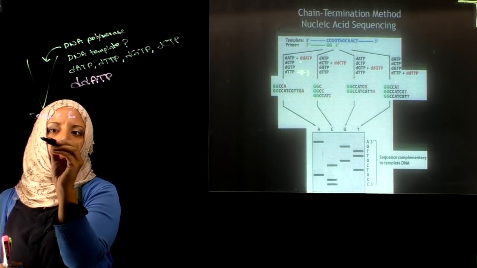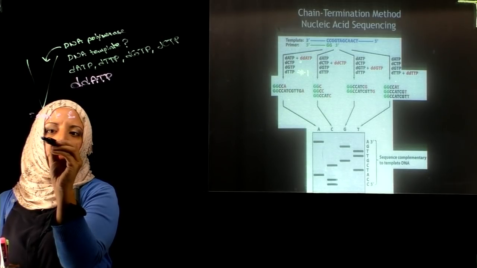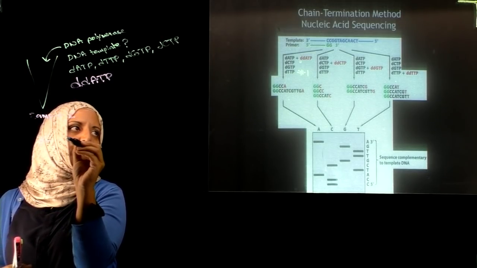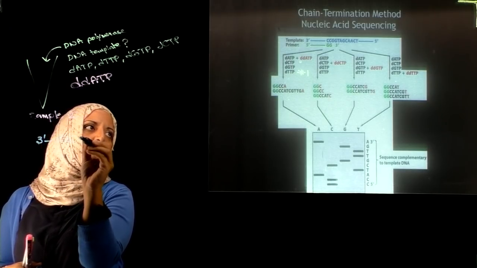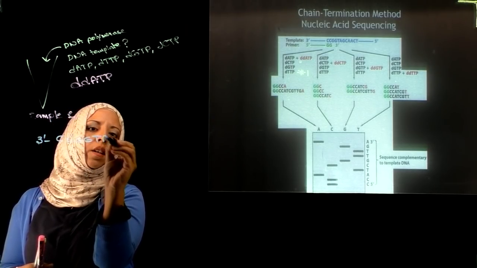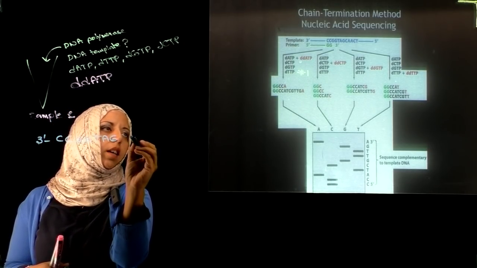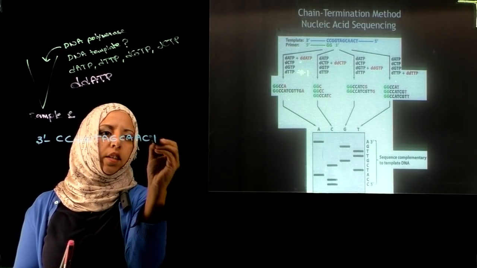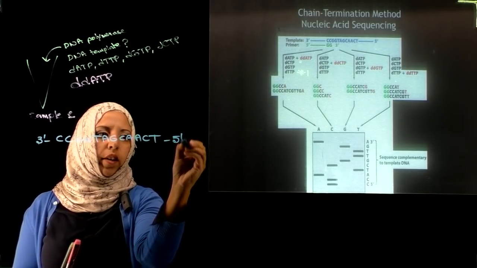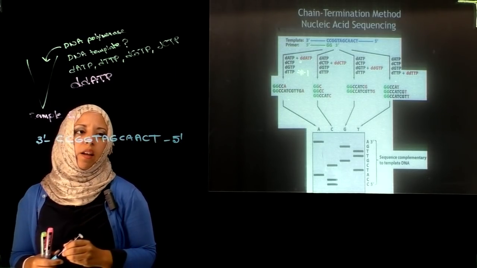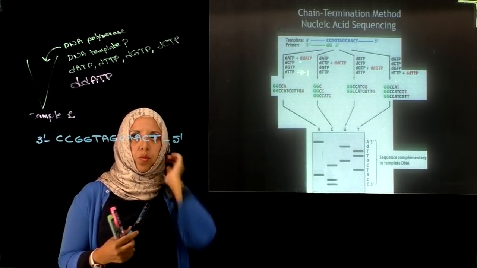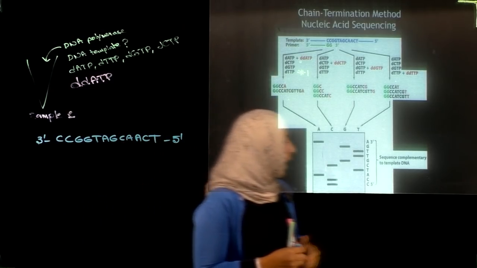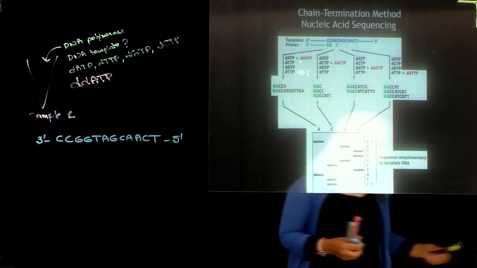Okay, so the sequence is 3' C, C, G, G, T, A, G, C, A, C, T 5', right? That's our template, right? That's the template. That's the sequence we are trying to figure out.